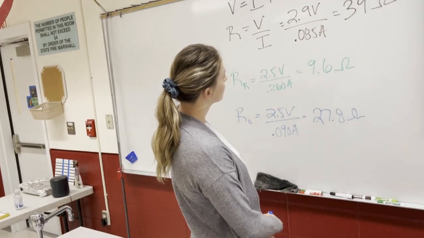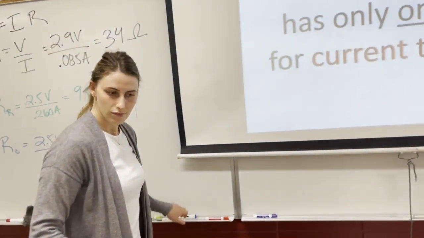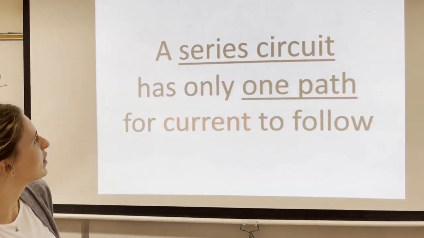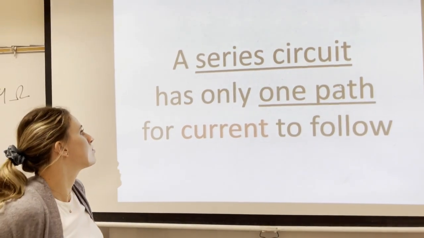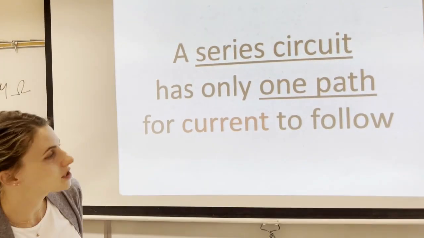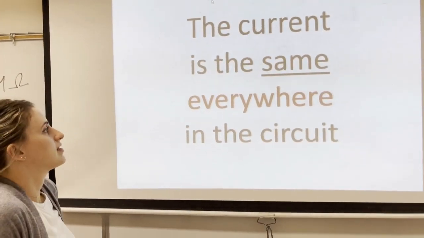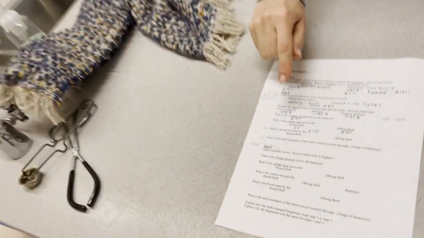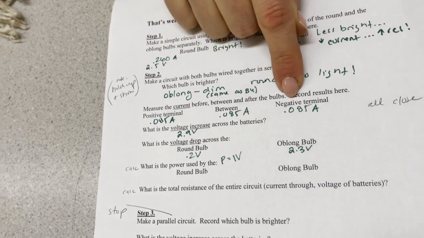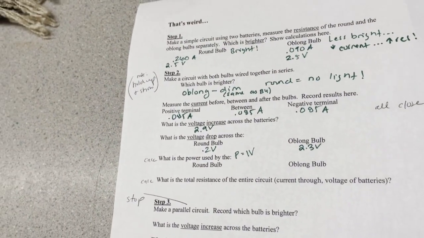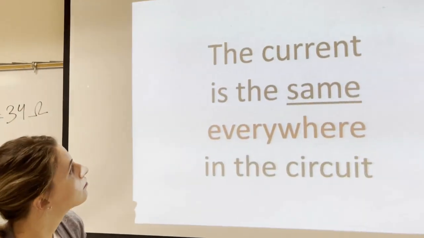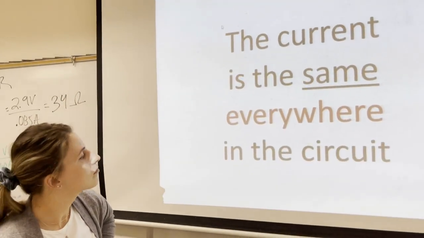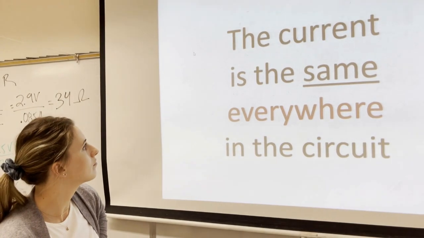Now let's go back to our lesson. So you got your notebooks there? Let's do it. Okay, so we ended with this. A series circuit has only one path for current to flow. The current is the same everywhere in the circuit. And we saw that when we measured the current, when we took each wire out and replaced it with the ammeter. So this is a very important thing. The current is the same everywhere in a series circuit.